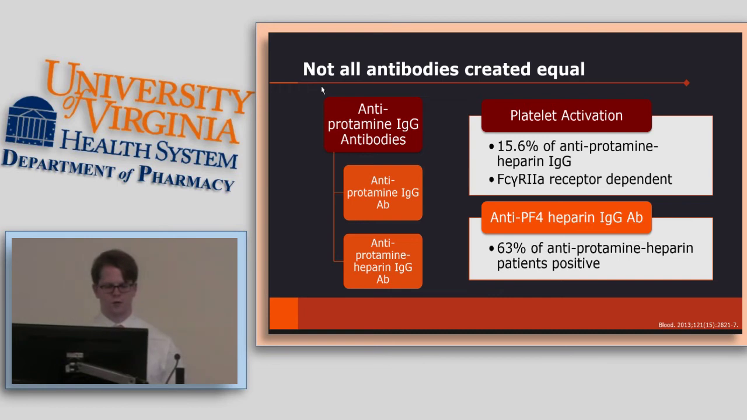And so of those protamine heparin antibodies, about 15.6% of them have actually been shown to activate platelets through the Fc gamma receptor 2A mechanism, which is the exact same mechanism that's subsequently used for HIT. And then of the patients that tested positive for the protamine heparin antibodies, about 60% of them also tested positive for the anti-PF4 heparin antibody that's implicated in HIT.